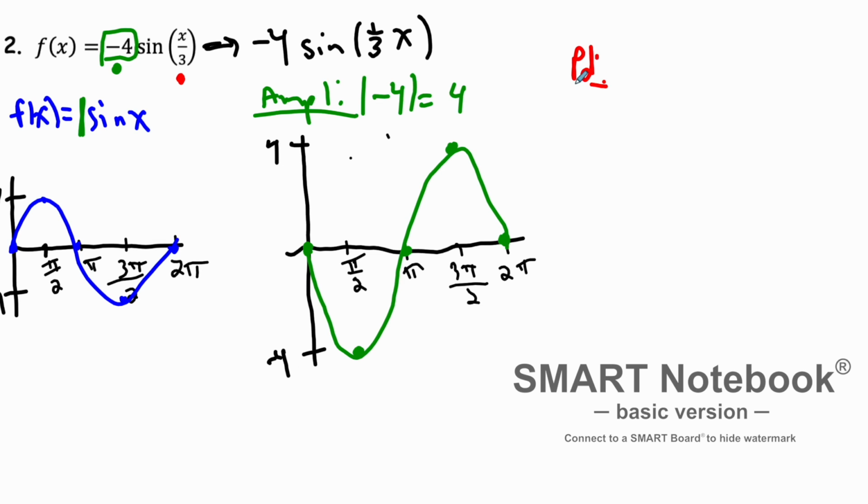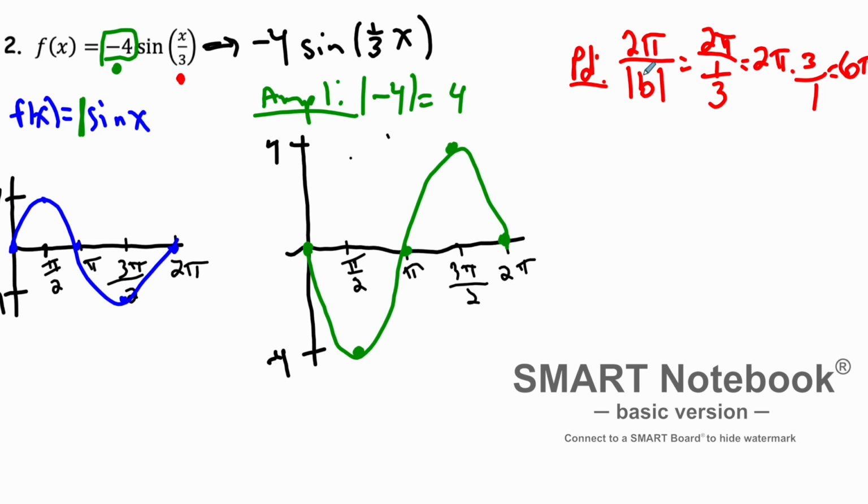Next, we are going to do the period, which is 2 pi divided by the absolute value of b, which is 2 pi divided by 1/3 in this case, which is the same thing as 2 pi times the reciprocal, which is 3 over 1. Just showing you a bunch of different ways to do the same problem. Either way, we get 6 pi.